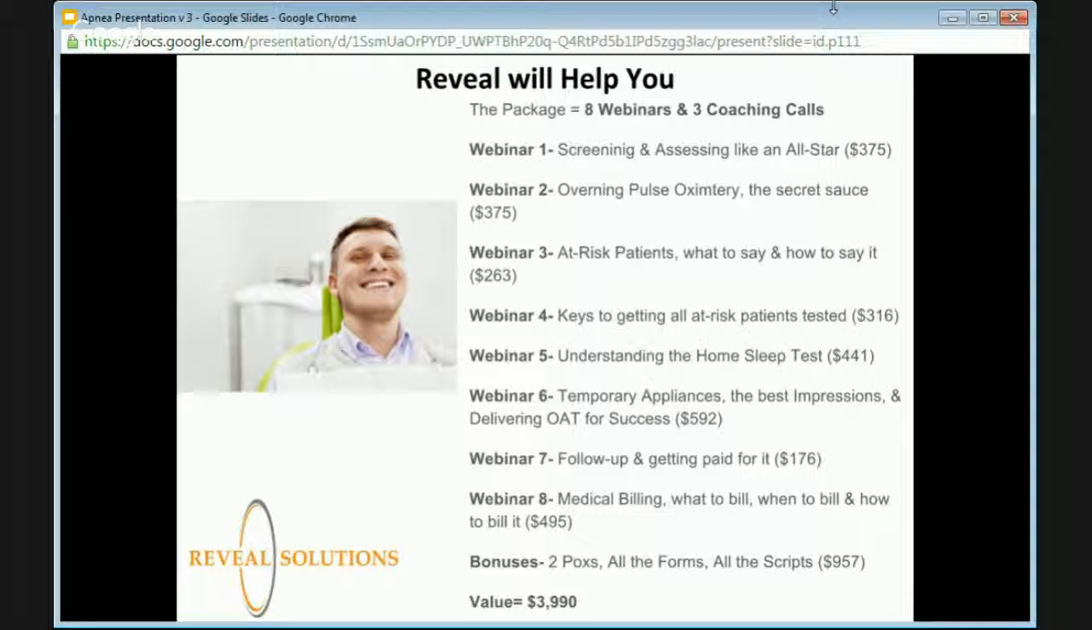And that by just doing that, your patients will come out of the woodwork and your practice revenue will increase just by doing the overnight pulse oximeter. Then we're going to show you what to say to your at-risk patients so that they say, I love this. I'm so glad you talked to me about it, doctor or hygienist, because no one else has.